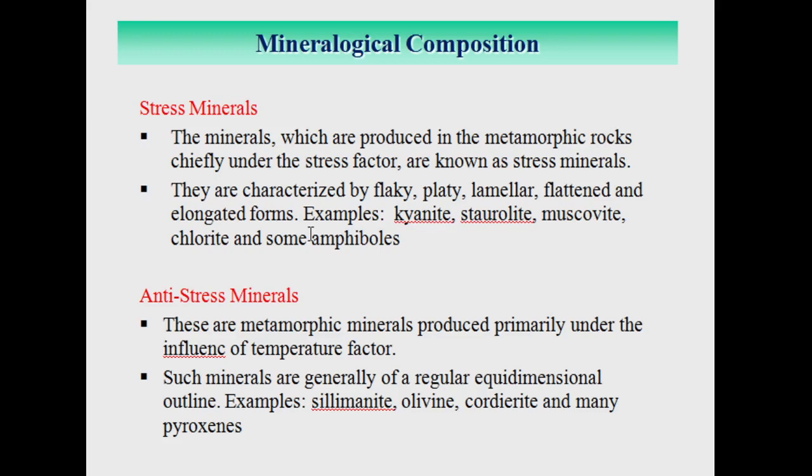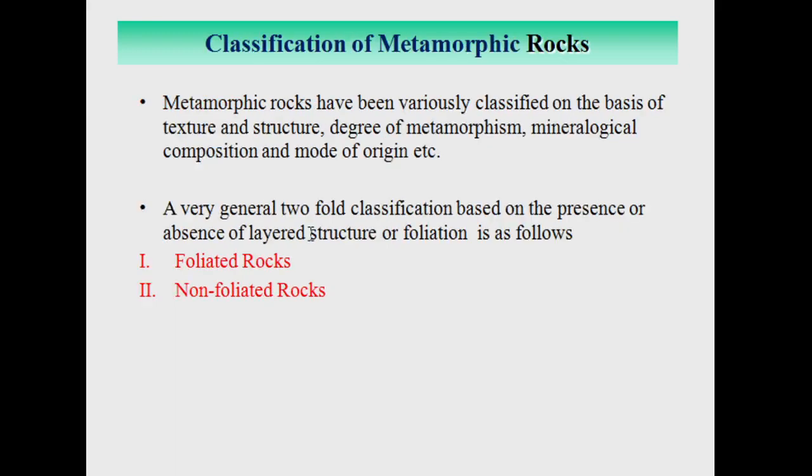So this is all about the mineralogical composition of metamorphic rock. Now our next point is the classification of metamorphic rock. The rocks are classified into two types depending upon the composition and the mode of origin.